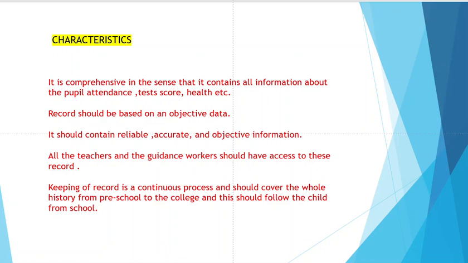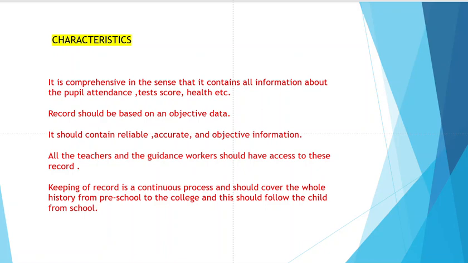Second, the record should be based upon objective data, because whenever we collect information and subjectivity is there, the biasness is also there. So it should be remembered that it should be based on objective data, and it should contain reliable, accurate and objective information. So all the teachers and the guidance workers should have access to these records. All the staff members or the teachers should have the knowledge related to how to maintain the record, how to fill it and how to keep it in one place. All these things are related to the workers.